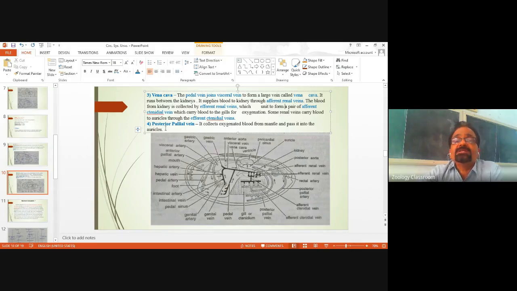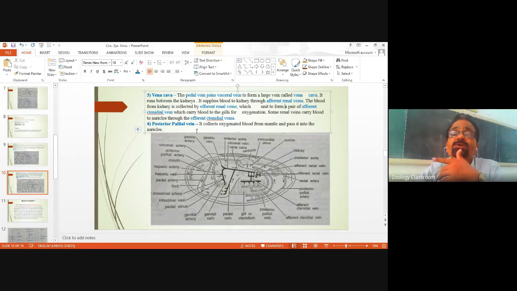Okay. Now another vein is the posterior pallial vein. The posterior pallial vein collects oxygenated blood from the mantle. As we have mentioned, the pallial also plays a role in the process of oxygenation and respiration. So the kidney and the mantle are the organs playing a role in respiration. See this posterior pallial vein. As it is supplied by the posterior pallial artery to the mantle lobes, the oxygenated blood from the mantle lobes is collected by the posterior pallial vein. This posterior pallial vein is also running to the auricle.